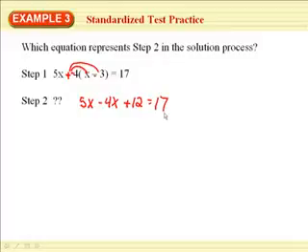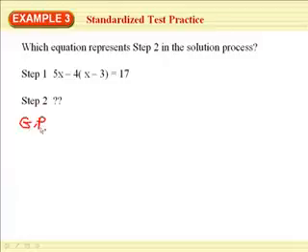5x minus 4x plus 12 equals 17. So the second step would be D. That would be the correct one that you would now color in. Okay? And let me erase on this page. We'll do our guided practice together right here on this page. So here is the GP, the guided practice.